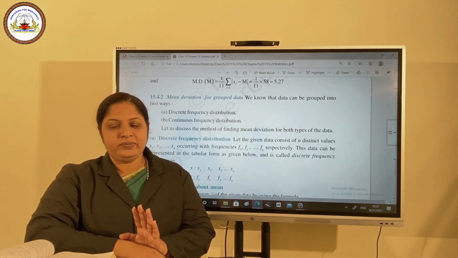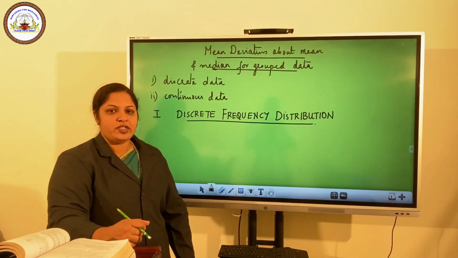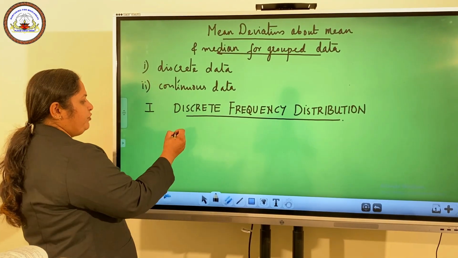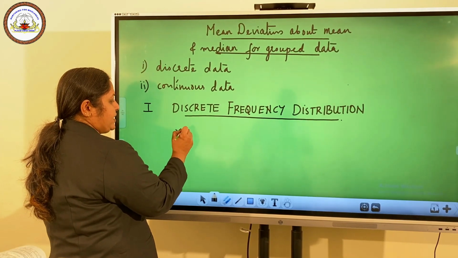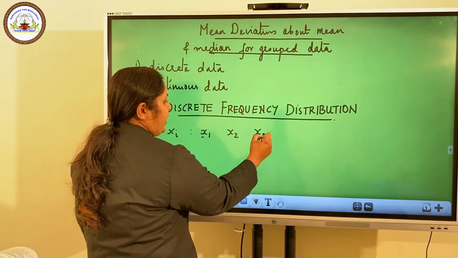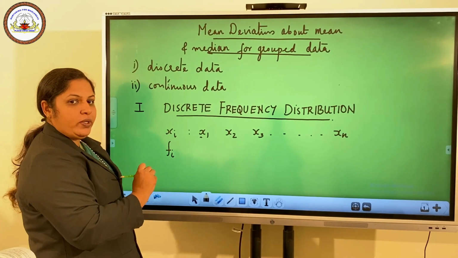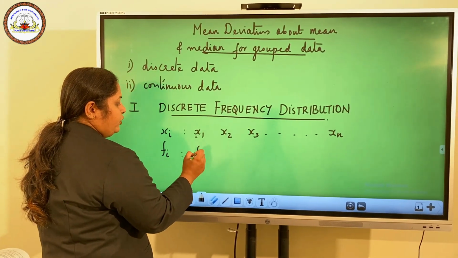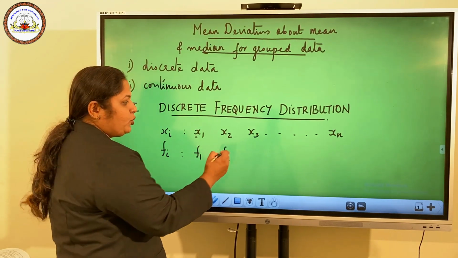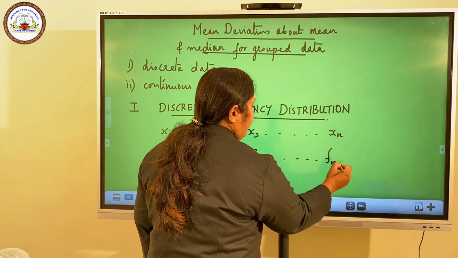grouped data. To find the mean deviation about mean for the discrete frequency distribution, first we have to learn what a discrete frequency distribution is. A discrete frequency distribution can be given as xi. Xi means you will have different x values, x1, x2, x3, etc. till xn, and their corresponding frequencies will be given. That is, the frequency of the first observation is f1, the frequency of the second observation is f2, similarly for x3 it is f3 and so on till fn.